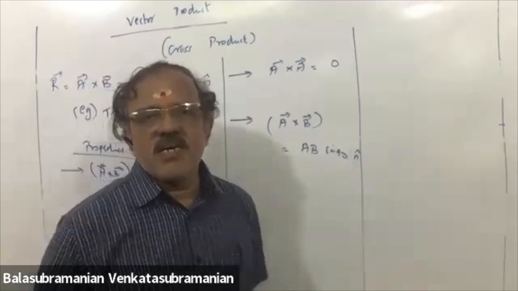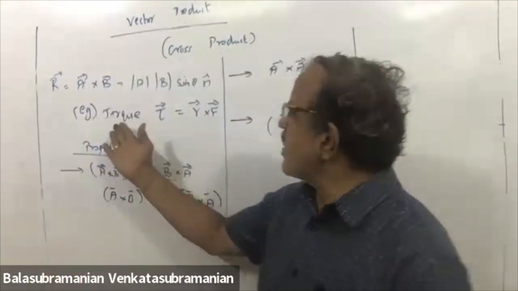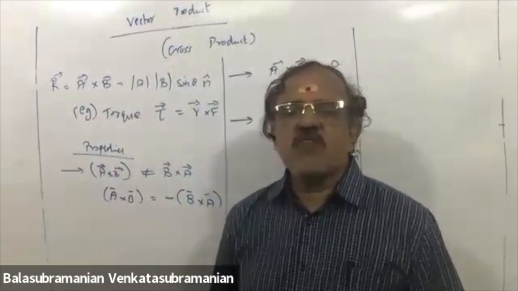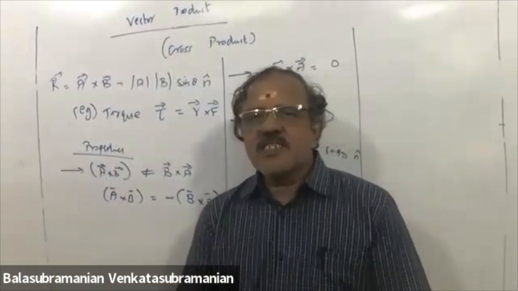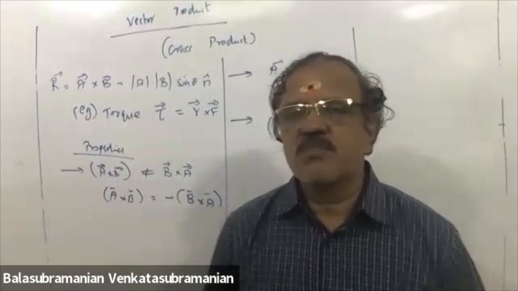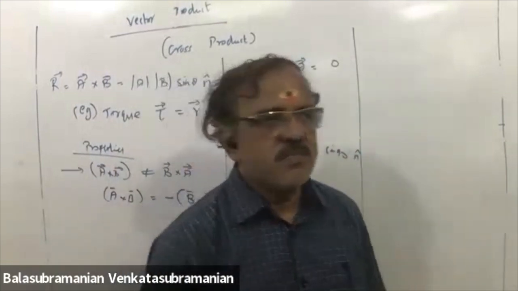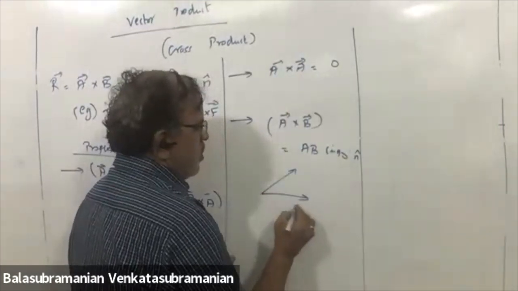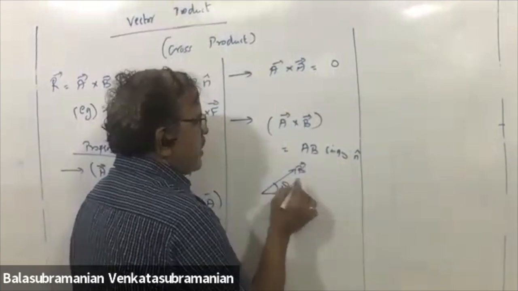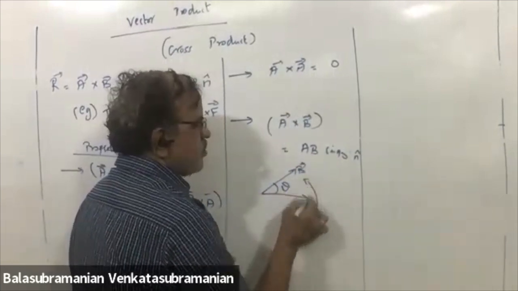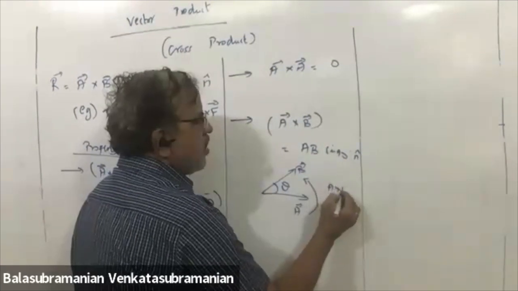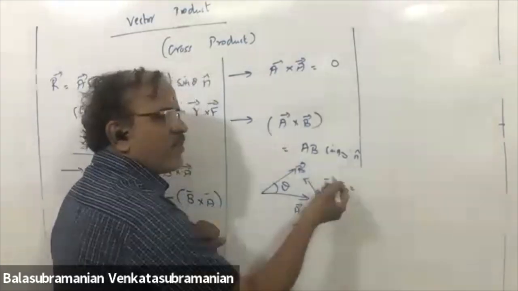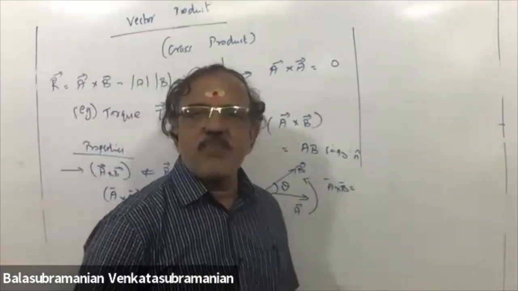What is the direction, sir? Here you told torque is equal to R cross F. Displacement is in one direction, force in another direction. Which direction will the resultant torque act? Excellent point. When you say two vectors A and B making an angle theta, I want to calculate A cross B. The formula you definitely know: AB sin theta n cap. Direction.